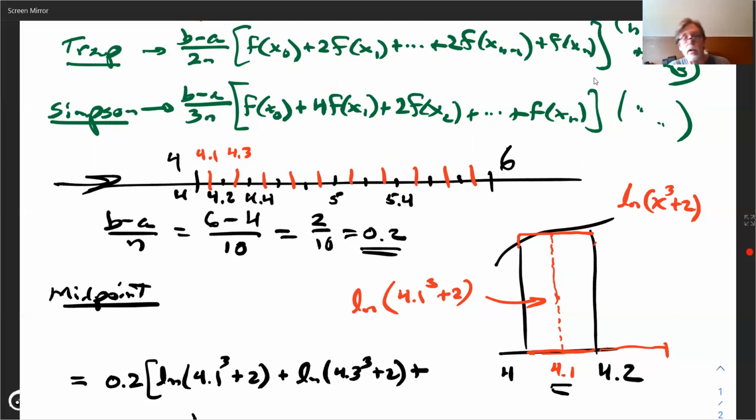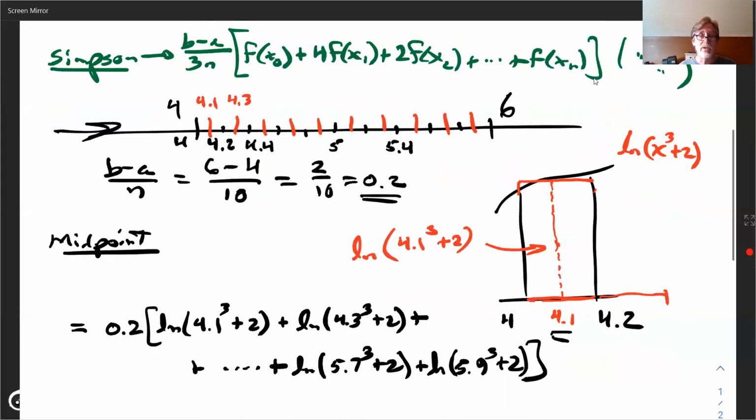You know what? Plus, there are 10 of these, okay? And I'm just going to cut to the chase and go all the way out to, say, the last two to show you. So we have the natural log of 5.7 cubed plus 2, and then finally plus the natural log of 5.9 cubed plus 2. And that's your computation. How you do it is up to you.